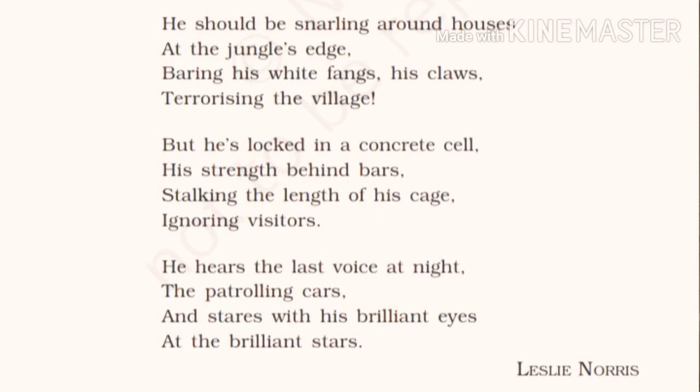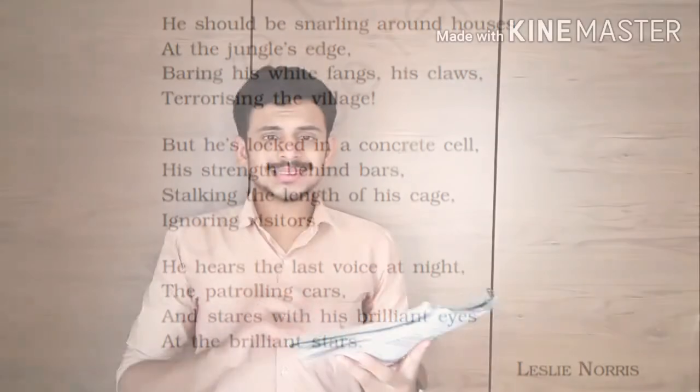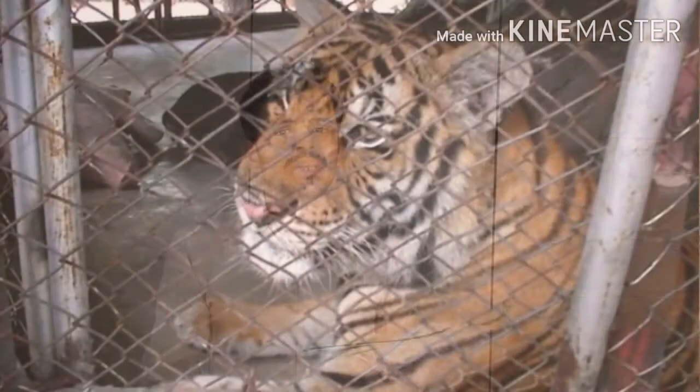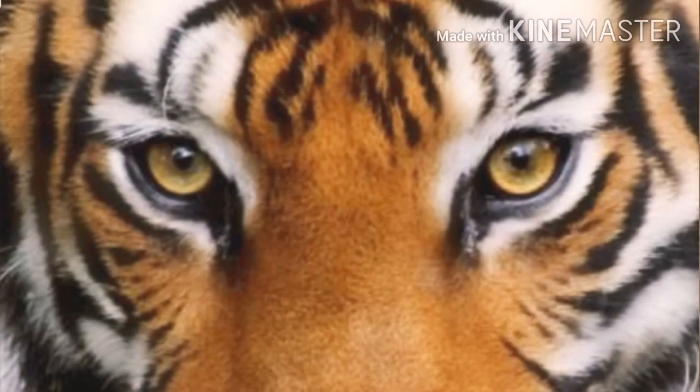Now let's move to the last stanza, which is the fifth stanza. He hears the last voice at night, the patrolling cars, and stares with his brilliant eyes at the brilliant stars. So in the last stanza, the poet says that he hears the last voice at night. The tiger hears the last voice at night of what? Of the patrolling cars. Patrolling cars are the forest department authorities who are taking care of the animals in the forest. So he hears the last voice of the patrolling cars at night and stares with his brilliant eyes at the brilliant stars. And here, make sure you understand one thing. Here the eyes of the tiger are being given the quality of being brilliant.